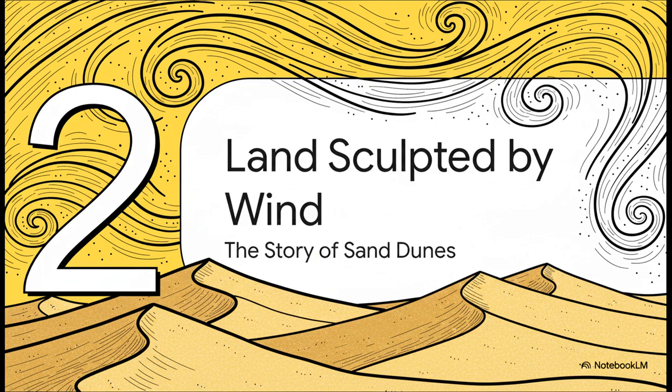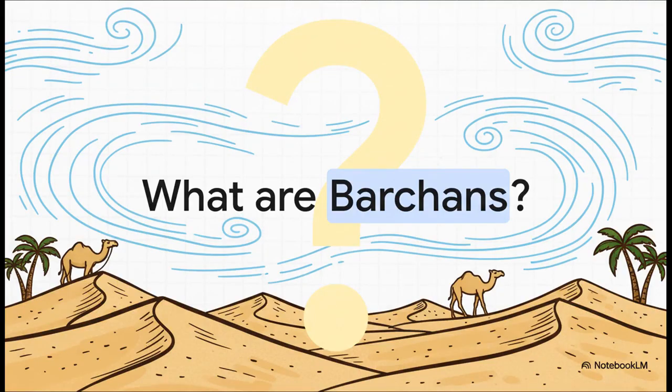So, we've found the desert on the map. Now, let's talk about what makes it look like a desert. I'm talking, of course, about sand dunes. These giant hills of sand aren't just sitting there. They are always changing, always moving, almost like they're alive. And the artist that sculpts them? It's the wind. Now, in geography, we have special names for different shapes of land. And the most common type of sand dune you'll see in the Thar Desert has a very interesting name. Any guesses? They're called barchans.